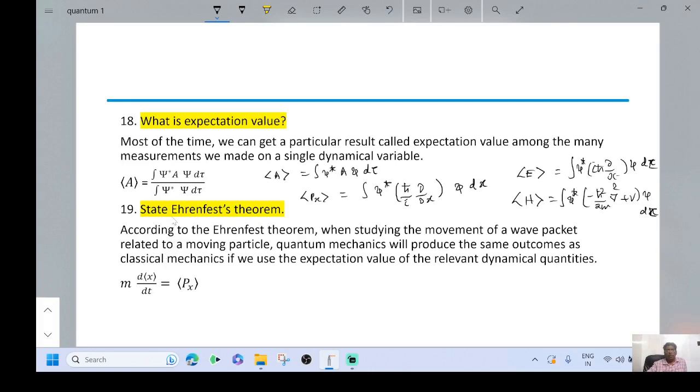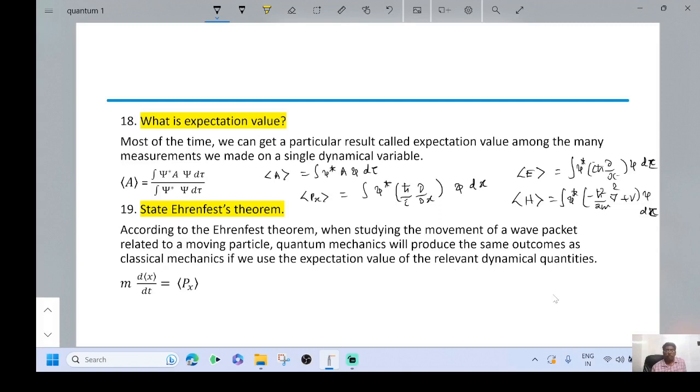See the 19th question. State Ehrenfest's theorem. According to Ehrenfest's theorem, when studying the movement of a wave packet related to a moving particle, quantum mechanics will produce the same outcomes as classical mechanics if you use the expectation value of relevant dynamic quantities. The quantum mechanics provides the same result as provided by the classical mechanics.